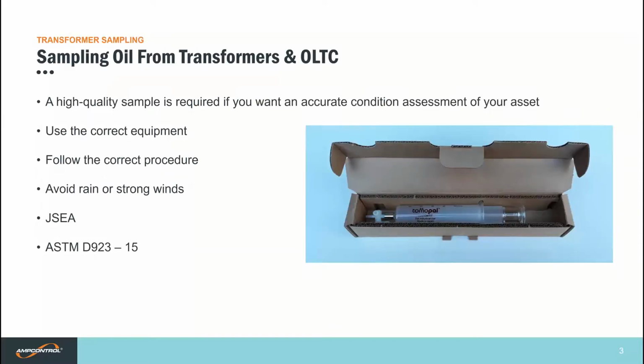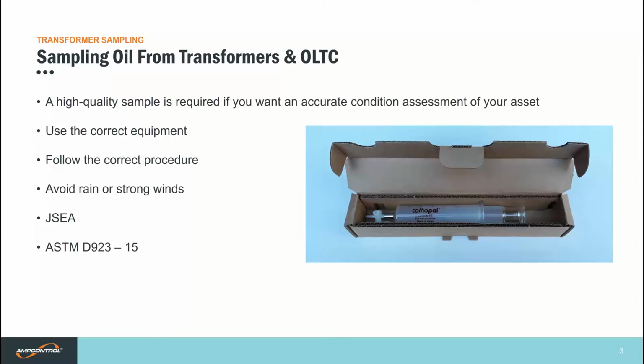So let's begin with the process of taking samples, which is the starting point. Taking an oil sample from a live transformer once per year is an accepted, routine and cost-effective method to get a condition assessment of the asset. A high-quality sample is required if you want an accurate condition assessment of your asset. If you take your own samples, seek out training to ensure you're doing it correctly.